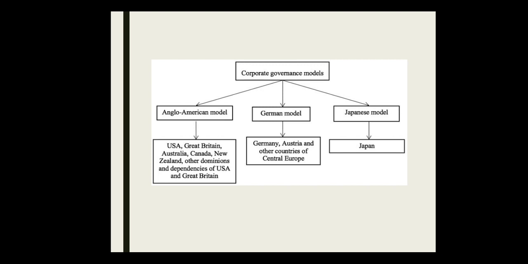Okay, the Anglo-American model of corporate governance is used in the USA, Great Britain or UK, Australia, Canada, New Zealand, and also in Malaysia, Singapore, and other Commonwealth countries or countries that follow the system of the US and UK. The German model or European model is used in the European countries. The Japanese model is unique given that Japan is one of the largest economies in the world. We should look at the Japanese model also.